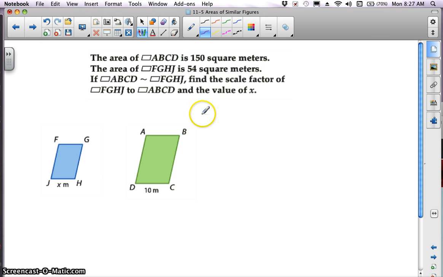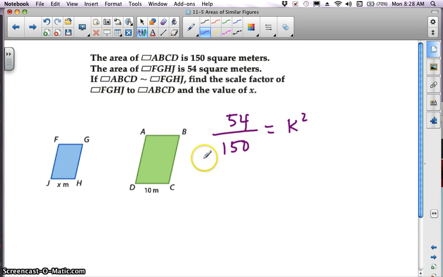It doesn't matter which one you put on top or which one you put on bottom. I'm going to go small to big right now. So we have 54 over 150. Make sure you understand where I'm getting that. It's the areas. And then we have our scale factor, which we could call X, but in the book it calls it K. We better call it K because we're trying to figure out what X is. So this is K squared.